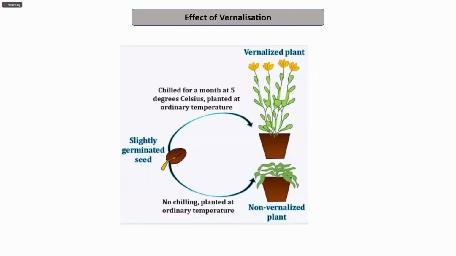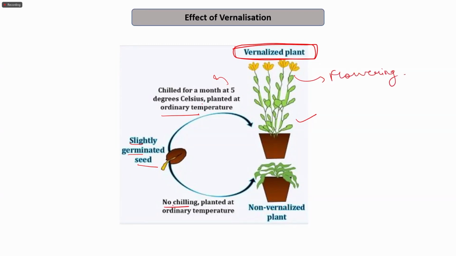So this is the effect of vernalization, where a slightly germinated seed is chilled for a month at 5 degrees Celsius and planted at ordinary temperature. So now, the seed which was previously chilled at 5 degrees Celsius is planted at ordinary temperature. So this is a vernalized plant. This vernalized plant shows flowering because already the vernalization has happened.